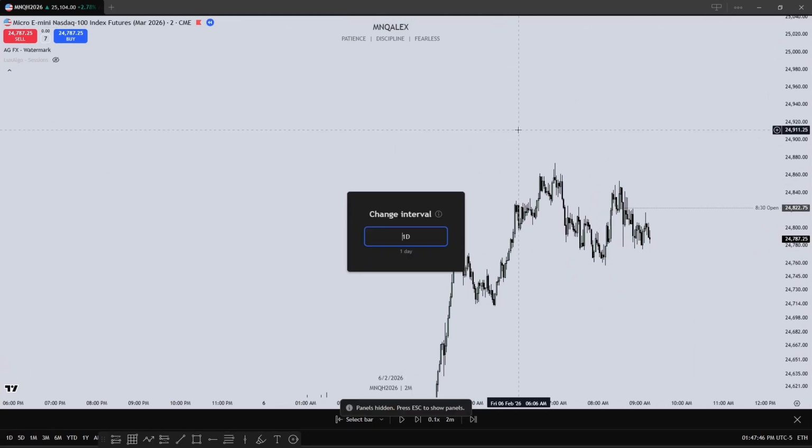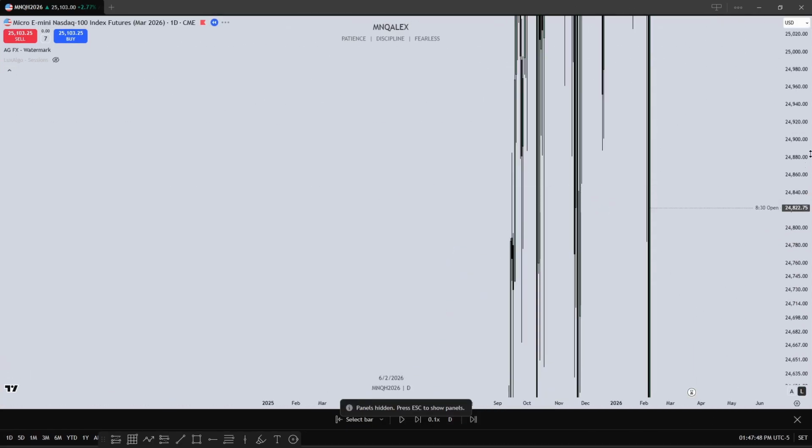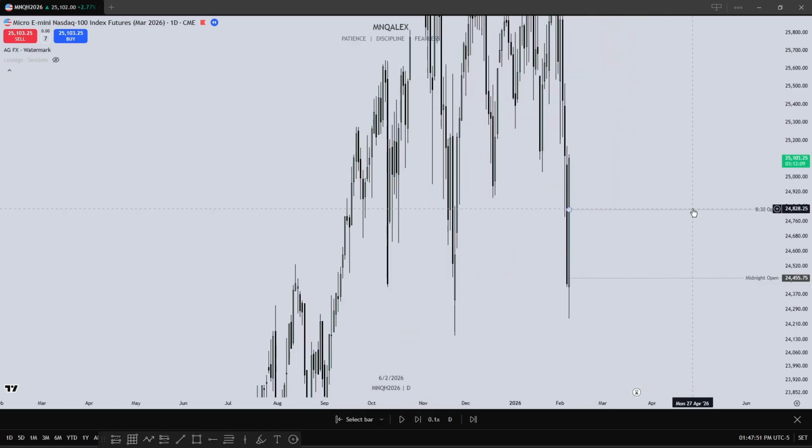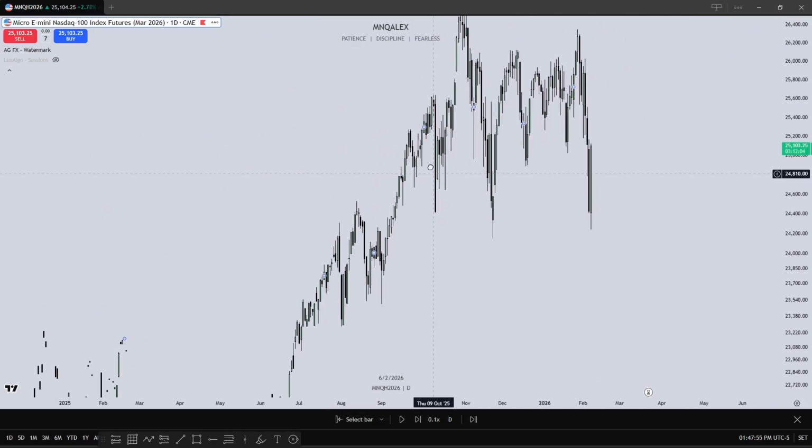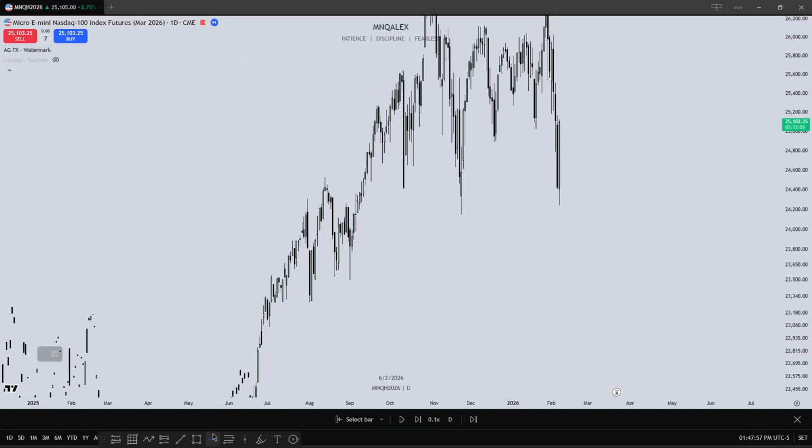We're gonna start on the daily. As per every morning, that's where I always start. I'm going to delete these opening prices for a moment. Right. So on the daily, we have this sell side liquidity pool right here.